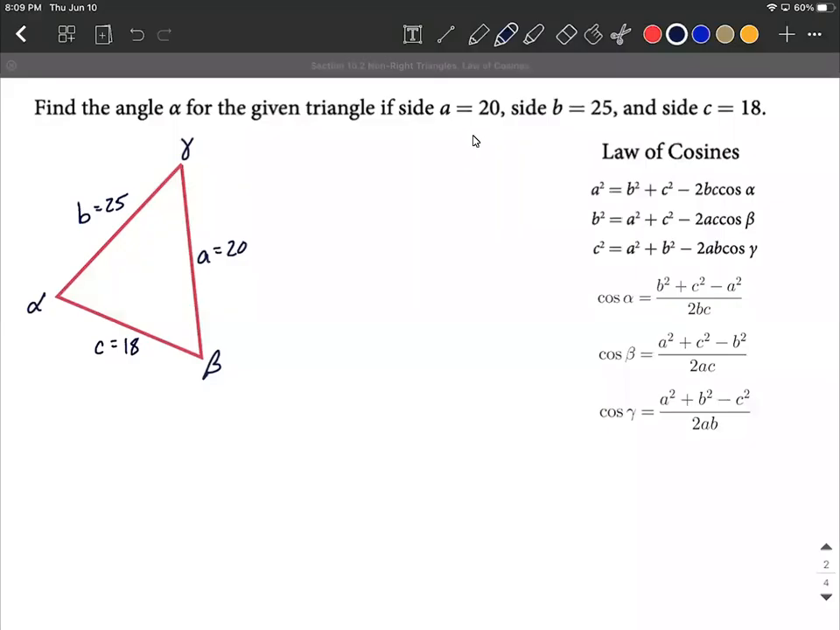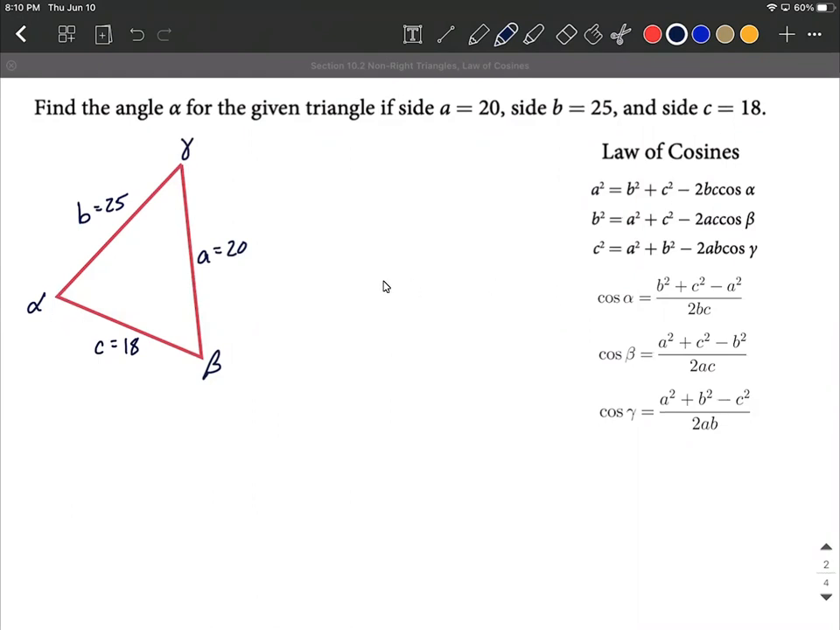In this example, we're given three side lengths and we're asked to find angle alpha. So we don't really care about gamma or beta, but I went ahead and labeled our triangle. I just drew an ambiguous triangle, not drawn to scale whatsoever. Labeled my angles as alpha, beta, and gamma. Labeled my side lengths. Remember, A is opposite alpha, B is opposite beta, C is opposite gamma. Our goal on this one really is just to find alpha.